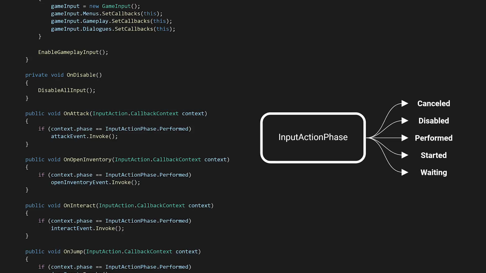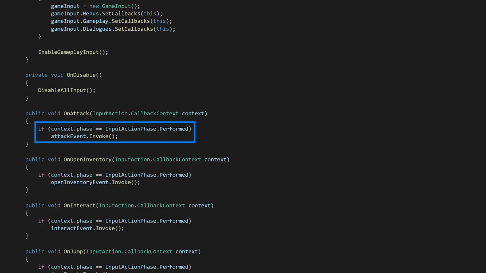Actions will go through several possible phases, and each one of them can be useful for a certain scenario. For instance, the performed phase doesn't happen when an input begins, but when it is confirmed, since it's possible to set up an action so that the input is considered valid only when the button is pressed for a minimum amount of time. In this case, we invoke the attack event when the attack input is performed.